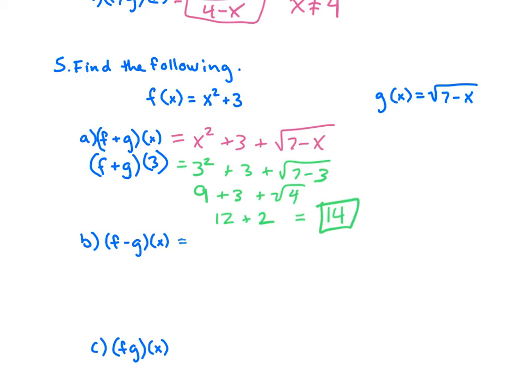For subtracting, we have x squared plus 3 minus the square root of 7 minus x. Can't do anything more here, so we just leave it like this.